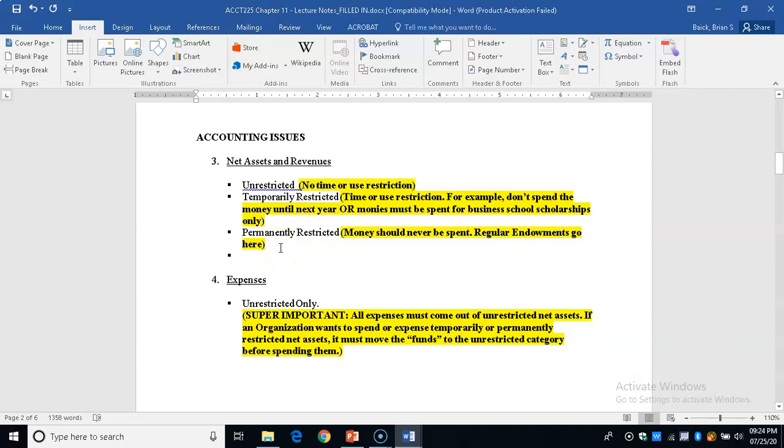Permanently restricted means the money can never be spent. And for permanently restricted, we're talking about regular endowments. An endowment, of course, is when a donor gives you money and they say, don't spend the principal, but you can invest the money and you can spend the earnings.